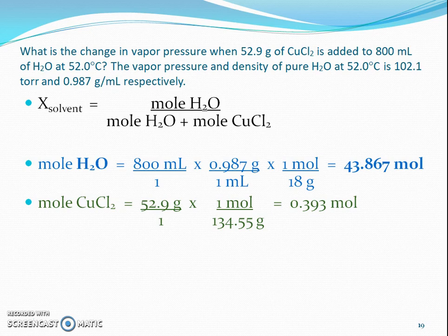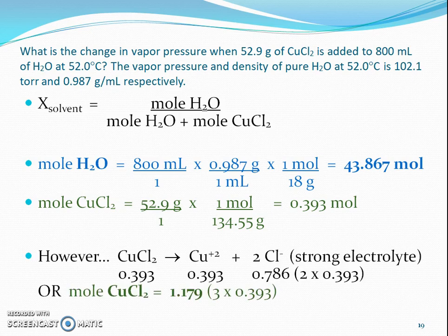And here we have moles of copper(II) chloride, which most of you think, oh, yeah, that's not a big deal. We're going to use molar mass. However, copper(II) chloride is a strong electrolyte. It's going to break apart into 3 ions, 1 copper ion and 2 chloride ions. So we have to take that into consideration. So the amount of moles is not this 0.393. The amount of moles is 1.179.